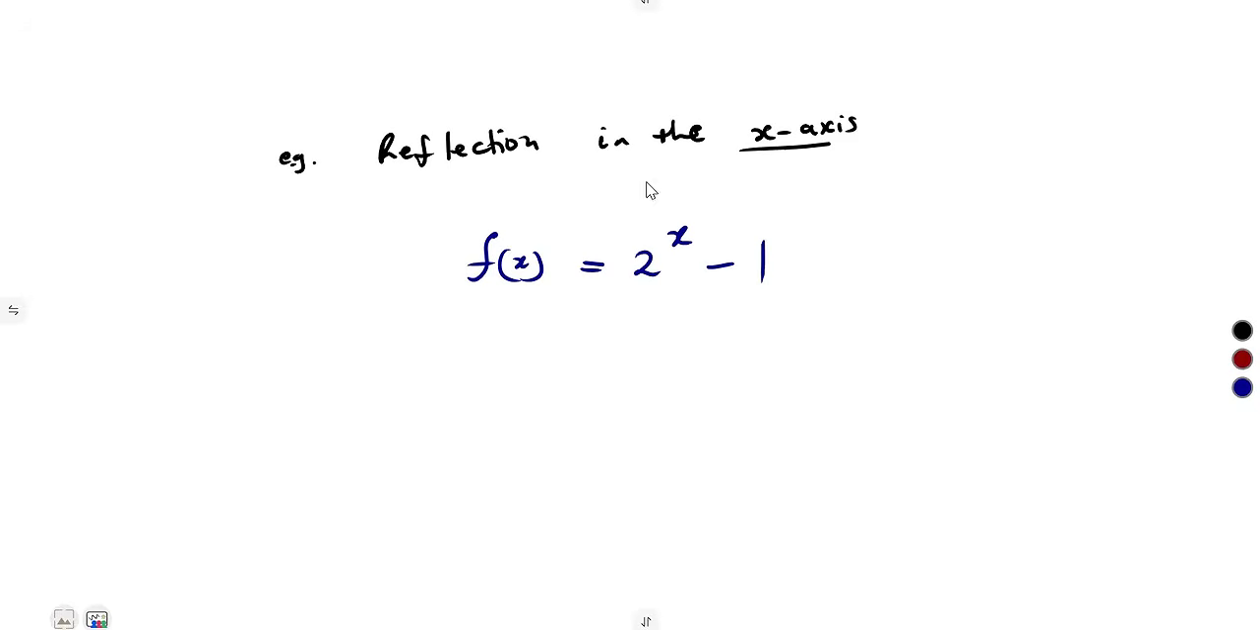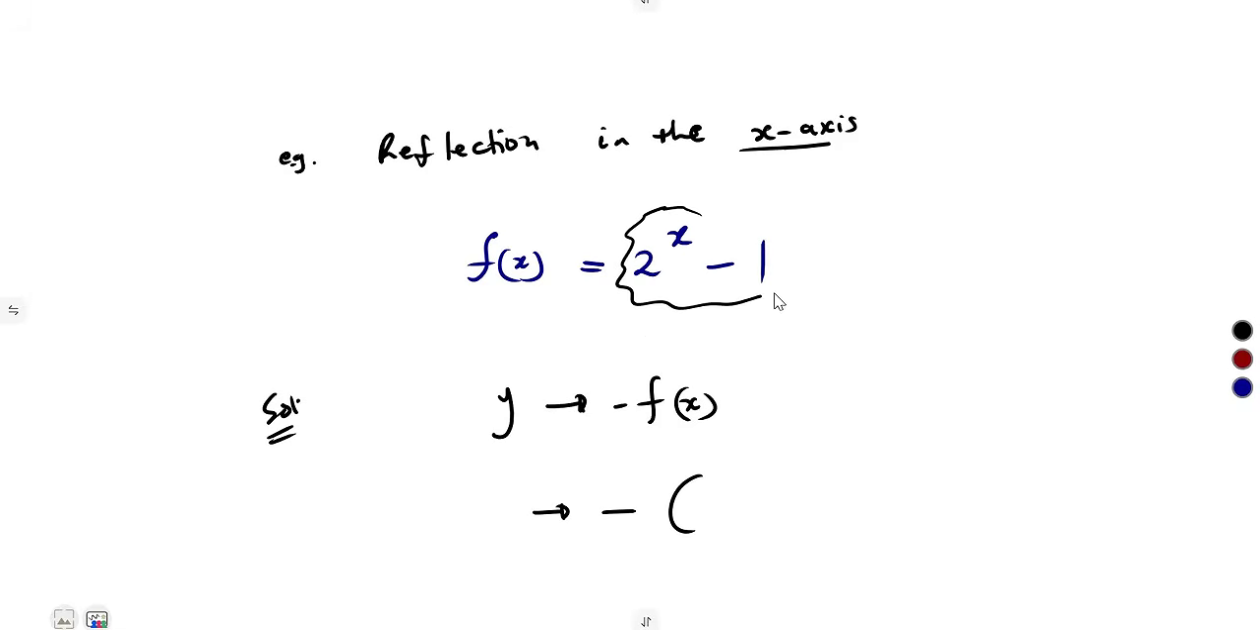In order for us to reflect this, y is going to change, which is going to be minus what? Minus f of x. So the image will be minus f of x, this part as it is. This is your f of x. So that's 2 to the exponent of x minus 1, which you can leave as it is, or you can expand by the negative.